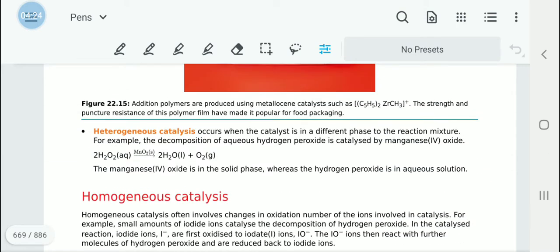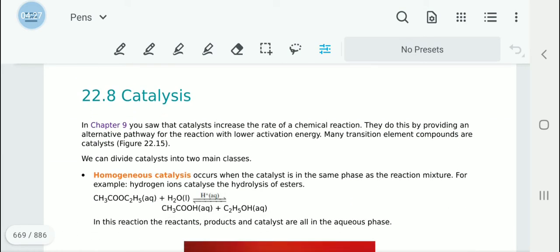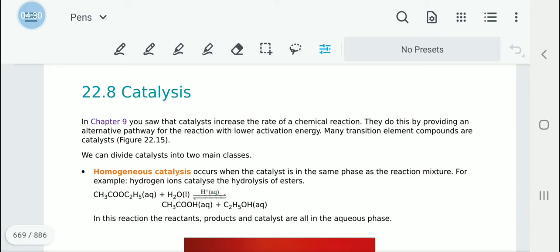Before we go further, let's write down a note for what we have learned so far. Write down the topic: catalysis. A catalyst increases the rate of a chemical reaction by providing an alternative pathway for the reaction to occur by lowering the activation energy. Leave a line, put a star and write down: many transition element compounds are good catalysts because they have the ability of changing their oxidation number.